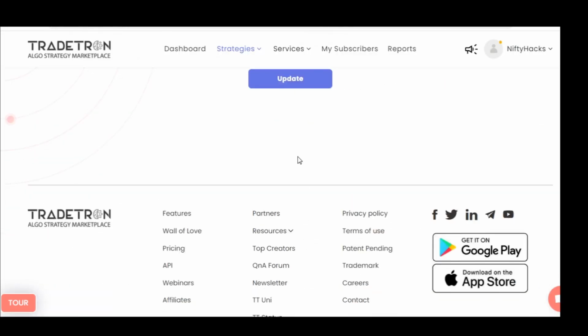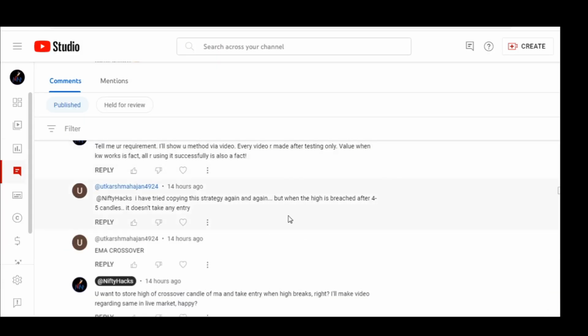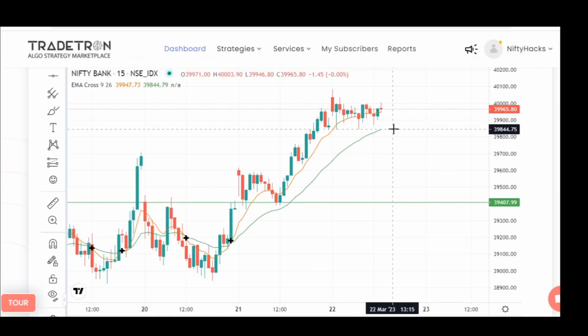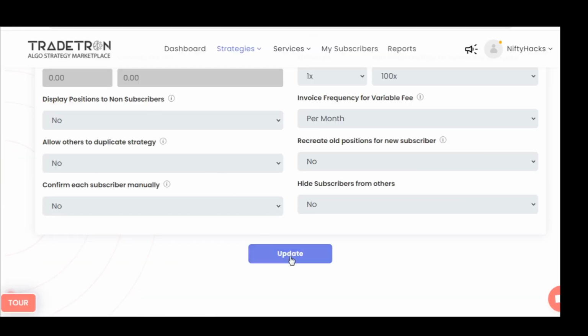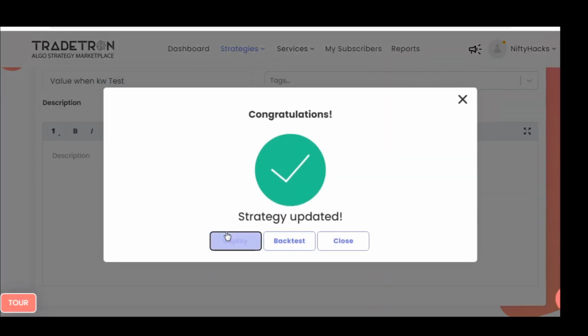As you can see, let's deploy this. If this guy's comment is right, our call side entry should not happen at this junction, because after this crossover happened, many candles have already passed, as you can see. So let's update this and deploy it for testing purposes.